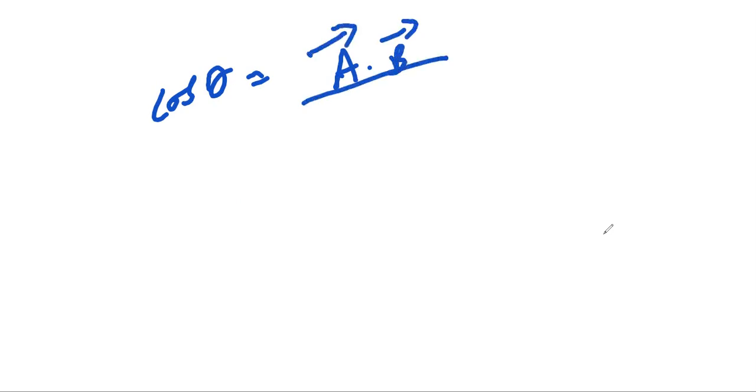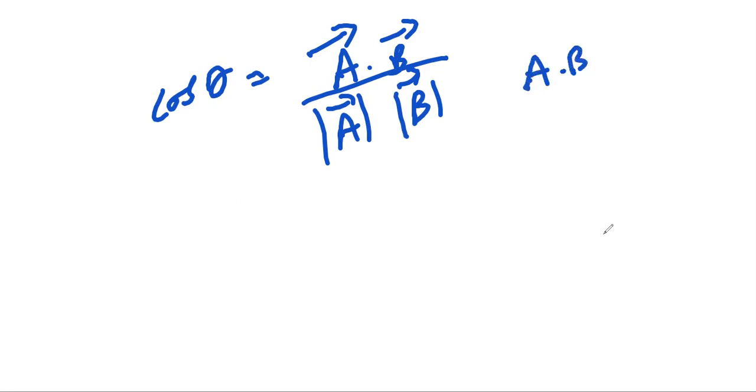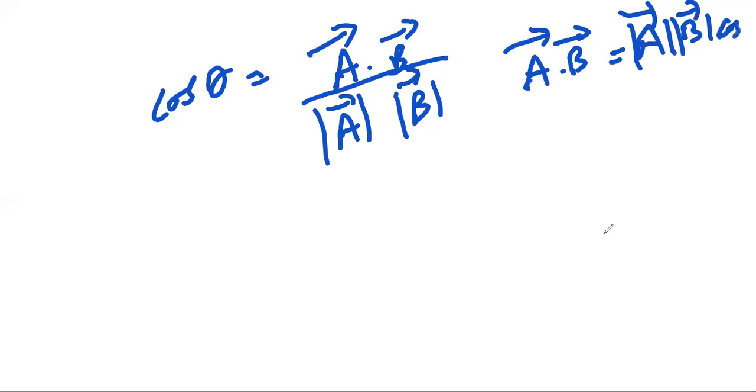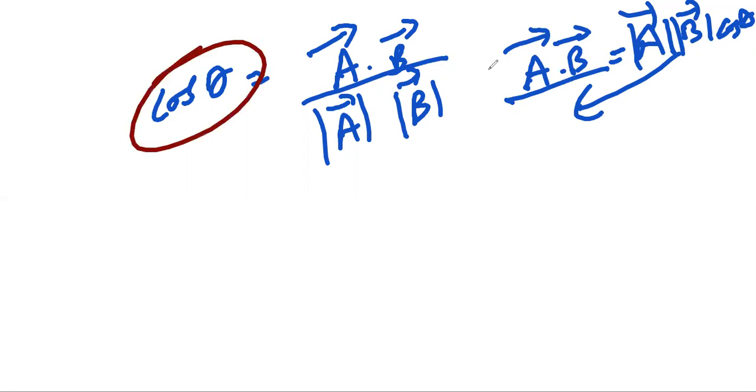Now if you have to calculate the angle, its formula is simple. Cos theta equals A dot B upon A magnitude B magnitude. Same formula which we have written in the previous sheet. What was that? A dot B equals A magnitude B magnitude cos theta. So we will be dividing this with A dot B. It will make the formula for the angle between both the vectors.